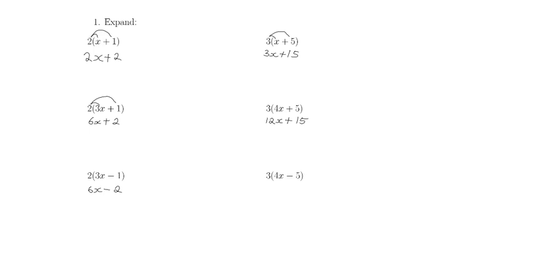Let's have a look at the next one. Here we have 3 multiplied by 4x subtract 5. 3 multiplied by 4x makes 12x. 3 multiplied by 5 is 15. We've got a subtraction symbol there, so we're just going to keep that, and the answer is 12x subtract 15.